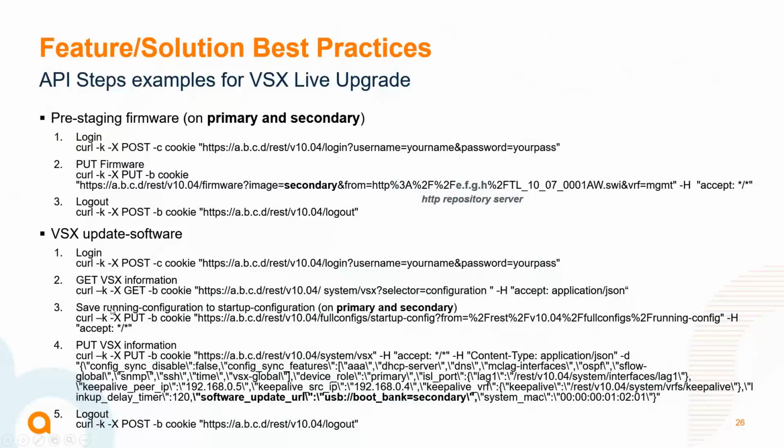Then we will save the running configuration to the startup. So the write memory should be done prior to any update. That is not being done by the VS6 information put. You need to do that before, contrary to the CLI version of the VS6 update, which would do that for you. So there is that API to be done before triggering the update. And then we do the API put VS6 information with that command. And then you have the logout.